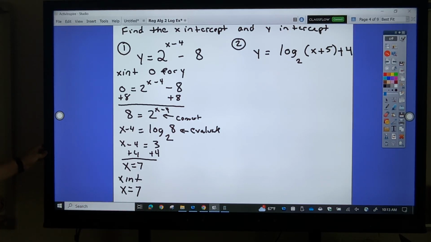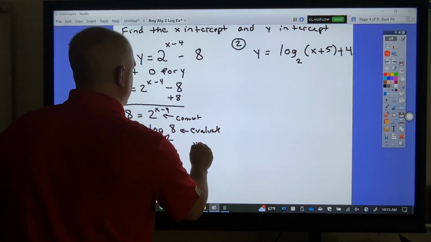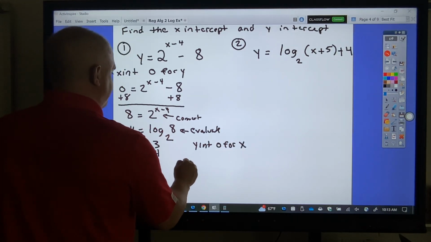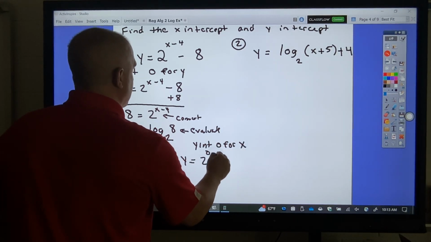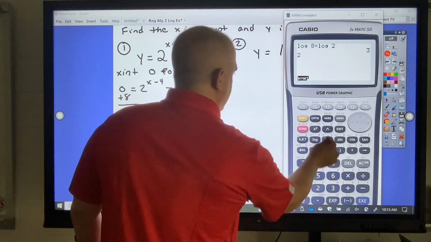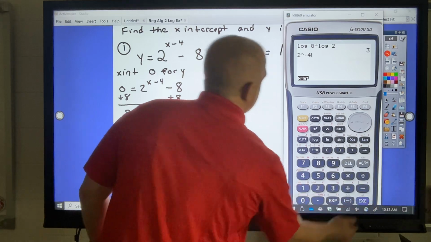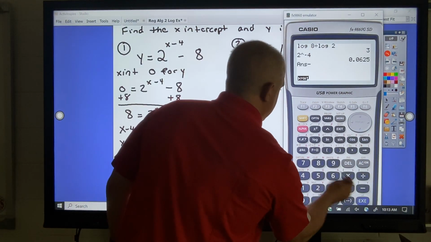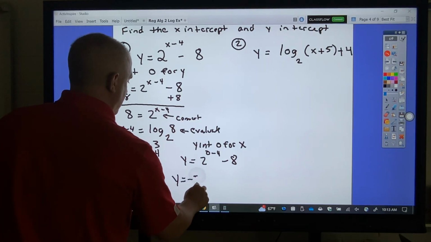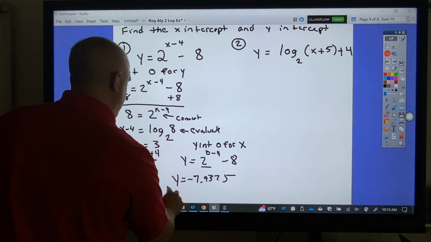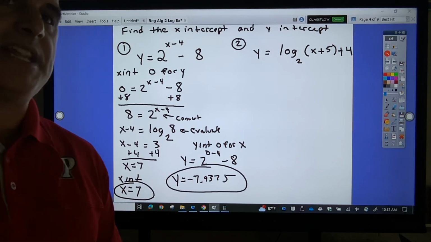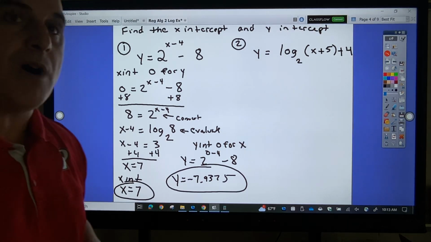All right? The y-intercept, I'm going to substitute 0 for y. Sorry, 0 for x. So this, as you can see, I can just do that as a calculation. 0 minus 4 is negative 4. So 2 to the negative 4 is going to be a decimal. Subtracted 8, I got y equals negative 7.9375. Okay? So this is the y-intercept. That's the x-intercept. Okay? So the x-intercept might take some work on some of them. Some of them will be the y-intercept.